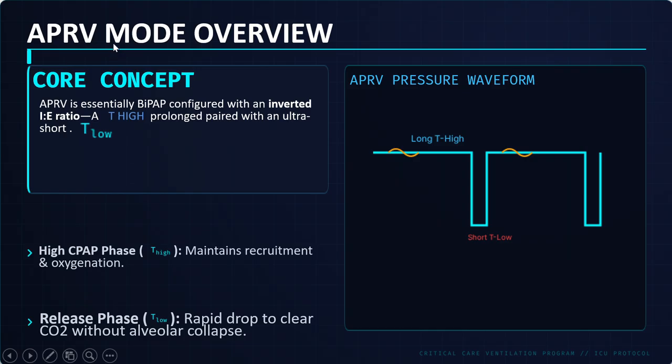Later on, the APRV mode overview. The core concept: APRV is initially BiPAP configured with an inverted I:E ratio. T high is prolonged, paired with an ultra short T low. What you see here is a short T low, then back to high pressure again, T high. If you need a high CPAP phase, T high maintains recruitment and oxygenation. And the release phase, this T low, is a rapid drop to clear the CO2 without alveolar collapse.